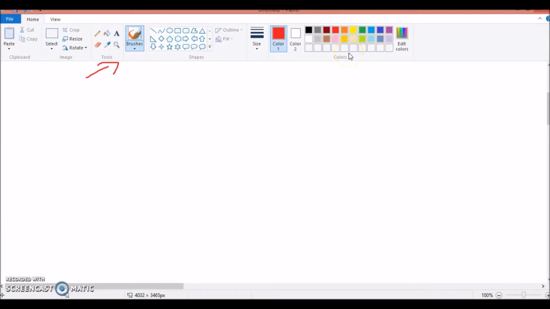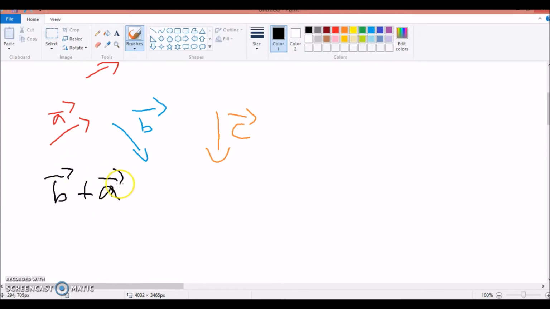For example, if we have vector A going like this, and let's put a vector B going like this, and a vector C going down like this. And for example, let's say the question asks to sketch vector B plus vector A. So we must first draw vector B right here. And we know the question's asking to draw vector B plus vector A. So now that we drew vector B, we are going to add vector A towards vector B.